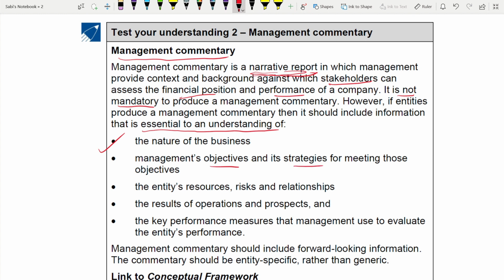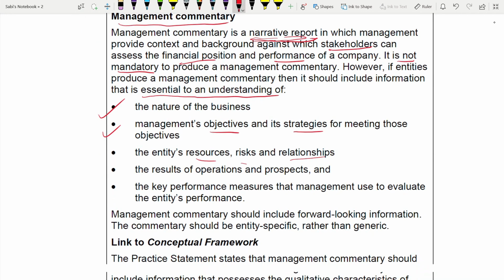For example, you say this is my objective: I want to increase my sales by 5%. What are the strategies you are going to use? How are you going to achieve that 5% increase? You have to explain it. Third, the resources, the risks, and the relationships: the entity's resources and the risks. Then, what are the results of the operations and the prospects? And the key performance measures, the key performance indicators, KPIs, because through this only management can evaluate their performance. So this is there in your management commentary.